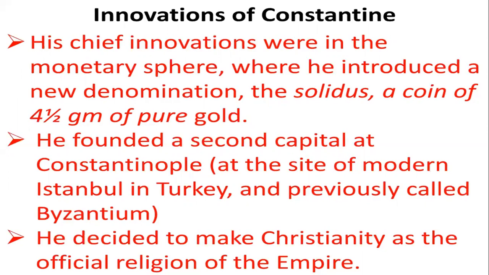The other area of innovation was the creation of a second capital at Constantinople. This is the site of modern Istanbul in Turkey, and it was previously called Byzantium. This area is surrounded on three sides by sea. As a new capital, it required a new senate. So the 4th century was a period of rapid expansion of the governing classes.